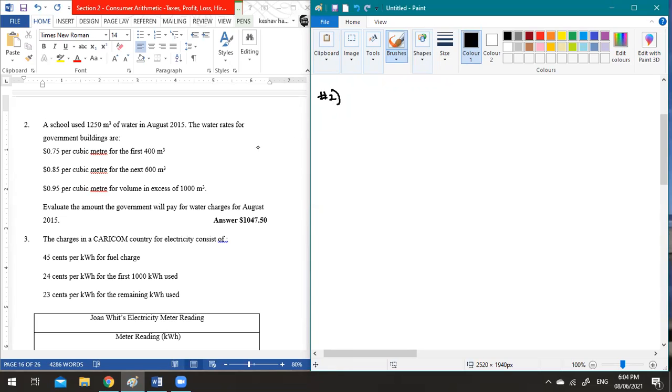So number 2, so again, the school uses 1,250 cubic meters. So this is a usage. 1,250 meters cubed of water in August 2015, the water rates, right? So the rate for the first 400 meters cube is 75 cents. The rate for the next 600 meter cube is 85 cents. And in excess of 1,000 meters is 95 cents.